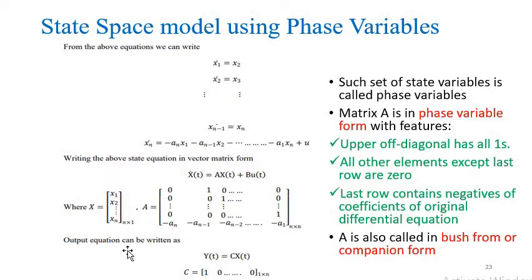Now, writing the equation of the output, you can obtain it as y of t is equal to C into x of t. Here, y of t was chosen as x1. So, output matrix C will be equal to 1 and all other zeros. Here, B has not been specified. B will be a column matrix with all rows 0 except the last row. The last row value will be 1.